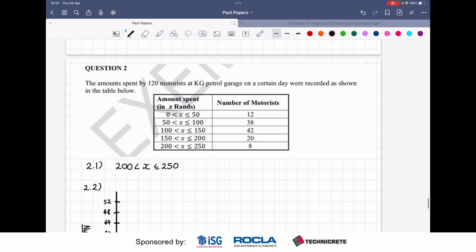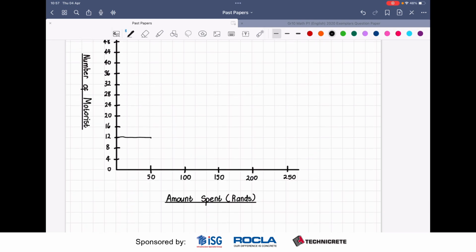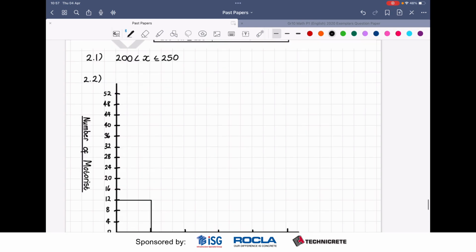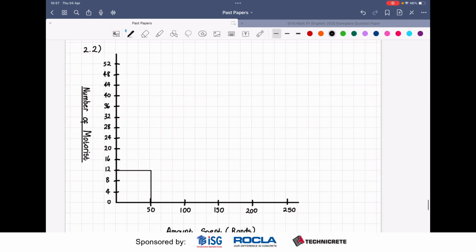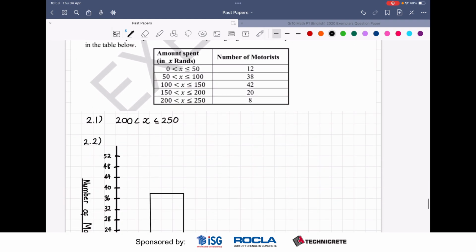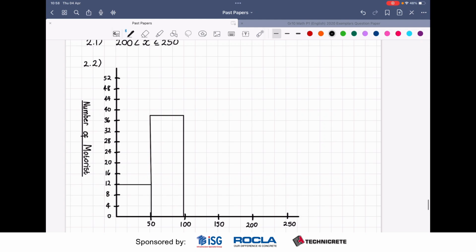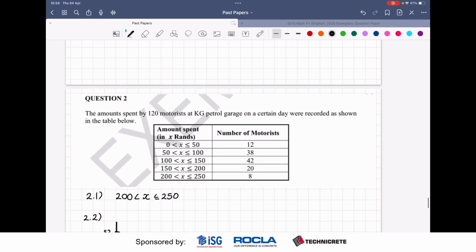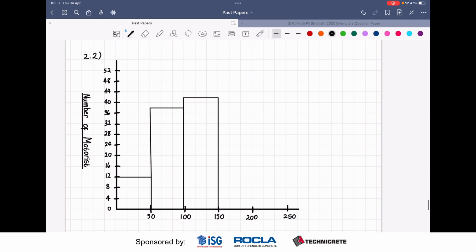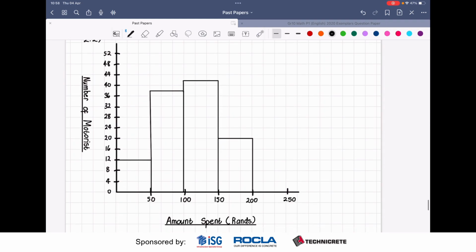So for the 0 to 50 class, I had 12 motorists. And for the 50 to 100, I had 38. That's about there. For the 100 to 150, I have 42. That's about there. And then 20 for the next. And 8 for the last.